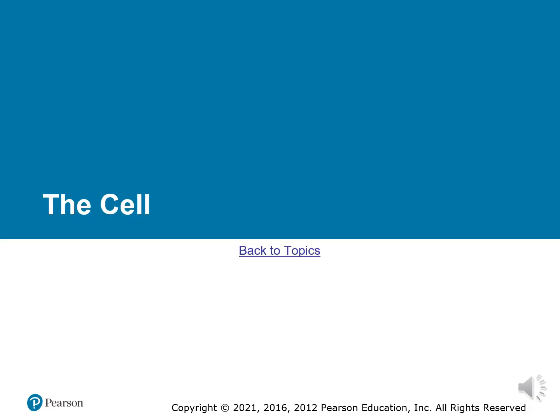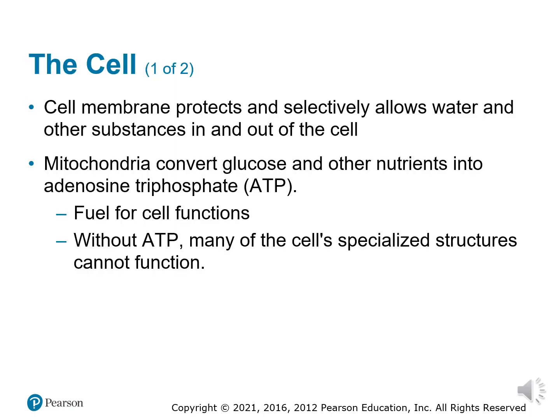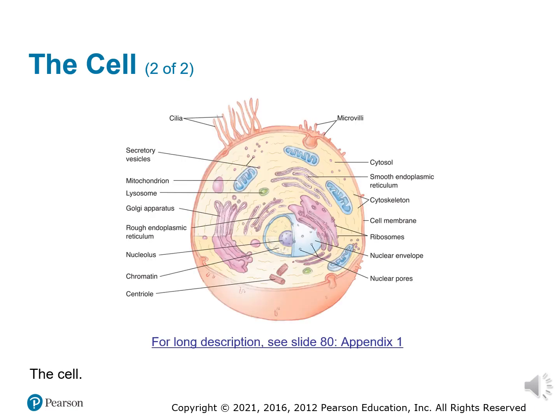So let's start off with learning about the cell. The cell membranes protect and selectively allow water and other substances in and out of the cells. The mitochondria convert the glucose and other nutrients into adenosine triphosphate, which is also called ATP. ATP is the fuel for the cell's functions, and without it, many of the cell's specialized structures cannot function. Here's a diagram of the cell that can also be found in your book.